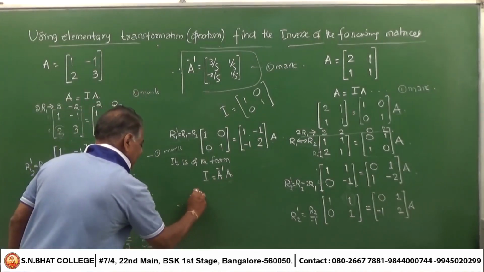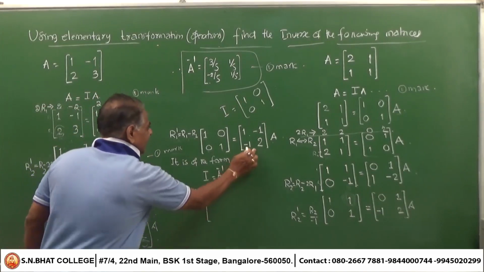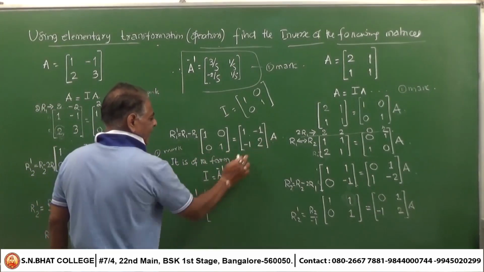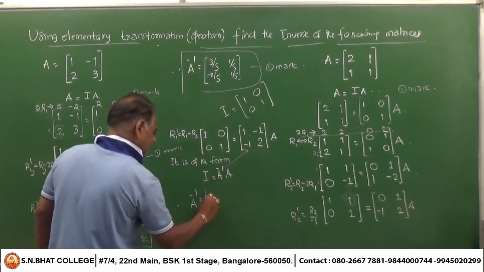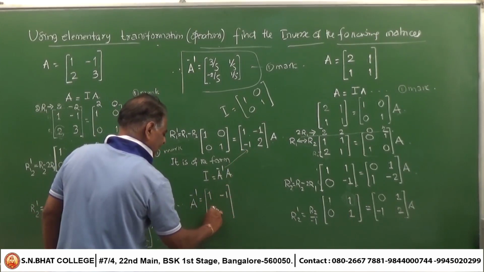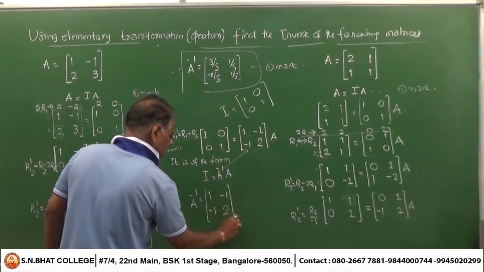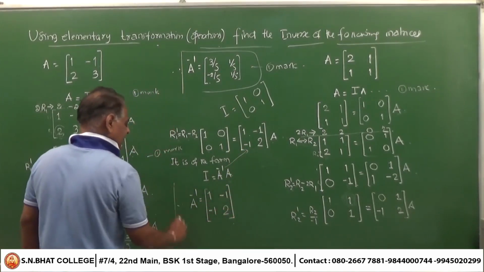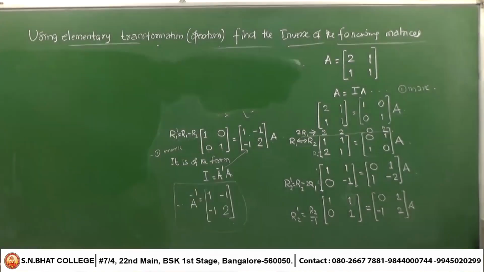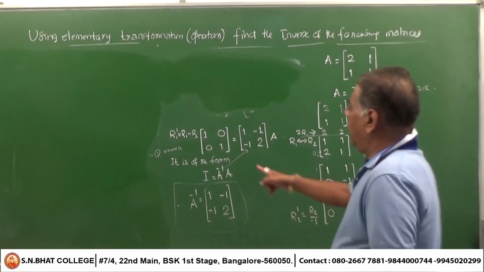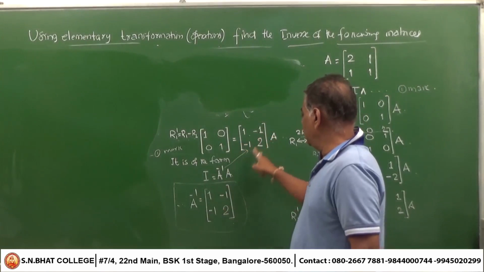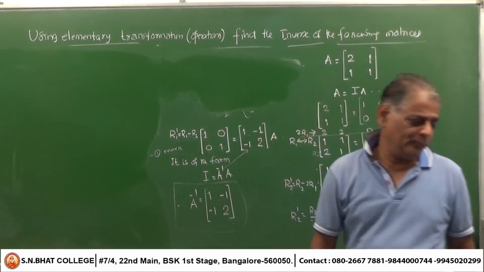Therefore, tell me what is A inverse? A inverse is this matrix. This is I, A inverse A. I is equal to A inverse into A. This is nothing but A inverse is 1, minus 1, minus 1. This is the final answer, A inverse. Final answer, I is equal to A inverse into A. Therefore, A inverse is 1 minus 1 minus 1.